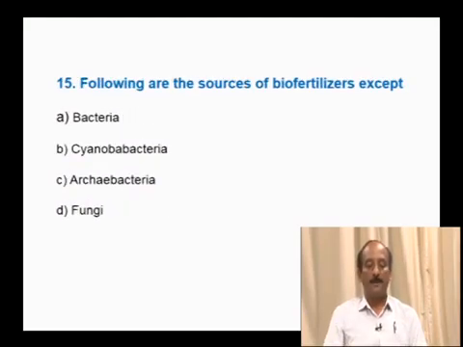Question number 15. Following are the sources of biofertilizers except bacteria, cyanobacteria, archaea bacteria, fungi. Among these options, the bacteria also help in enrichment of soil. Cyanobacteria like Nostoc and Anabaena also help in fixing atmospheric nitrogen, and the fungi mycorrhiza also help in the absorption of phosphorus. But archaea bacteria is used for the production of biogas, but not as a source of biofertilizers. Yes, the correct answer for this question is option C, archaea bacteria.